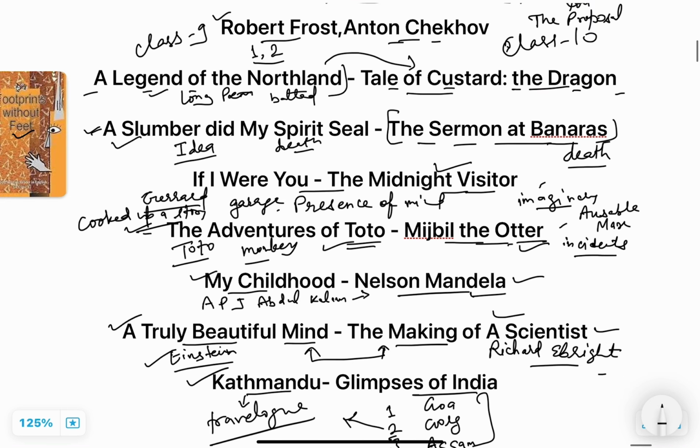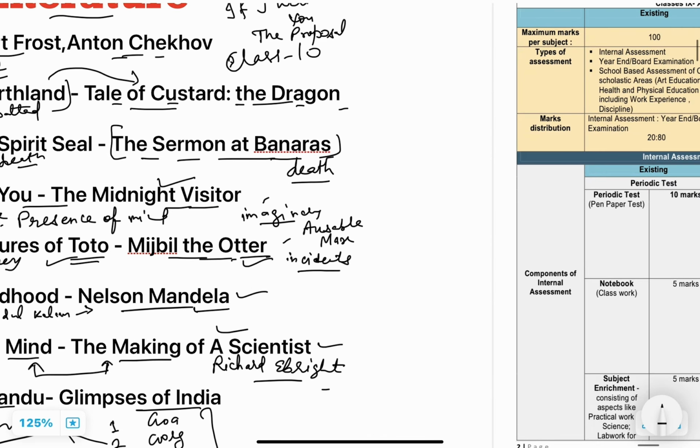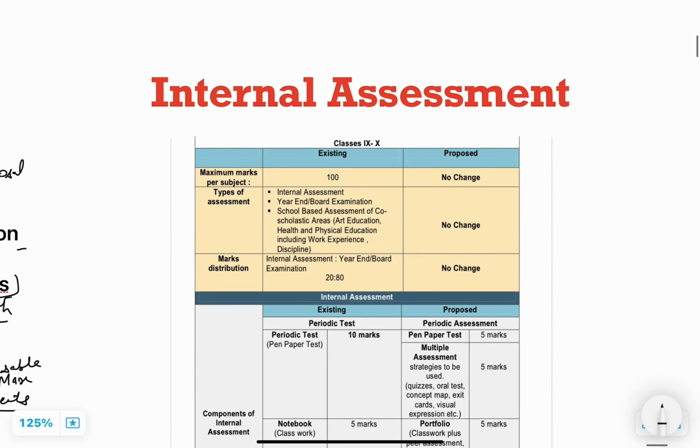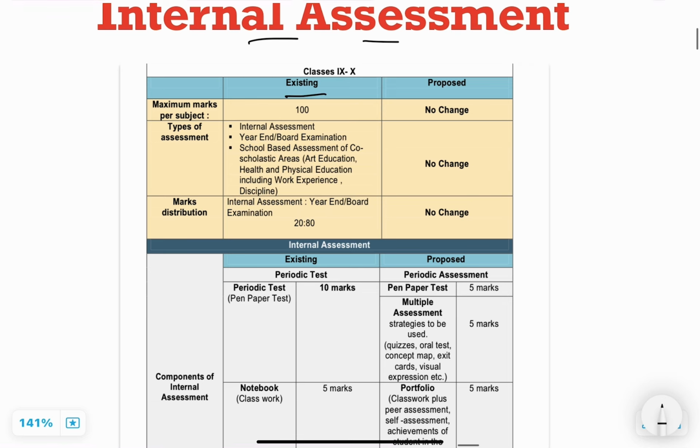So I hope you can easily recall these topics that you read in class 9, and you will learn very well the chapters that we will read in class 10. Next is about internal assessment. So here is the internal assessment. This was the existing scheme and now it is the proposed scheme.